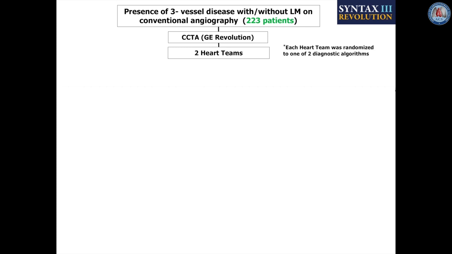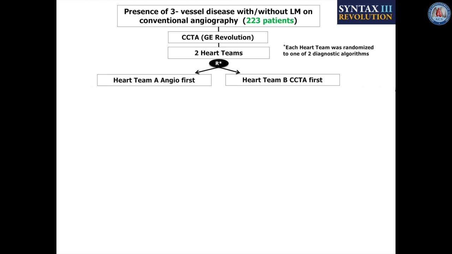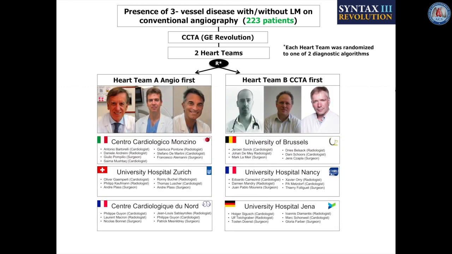They had to undergo a multi-slice CT scan with the GE Revolution of the GE company, and then the patient was randomized between two heart teams. We did not randomize the patient, we randomized the heart team. And the first, heart team A, was receiving the angiography alone, while heart team B was receiving the multi-slice CT scan. And you see here some of the surgeons who have helped us.